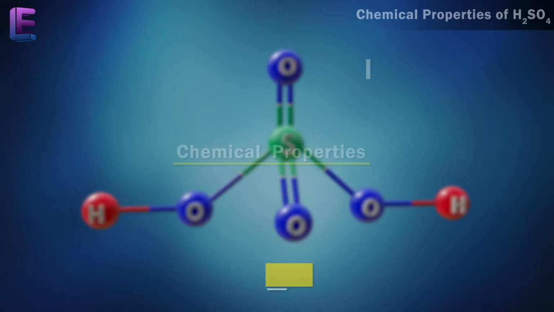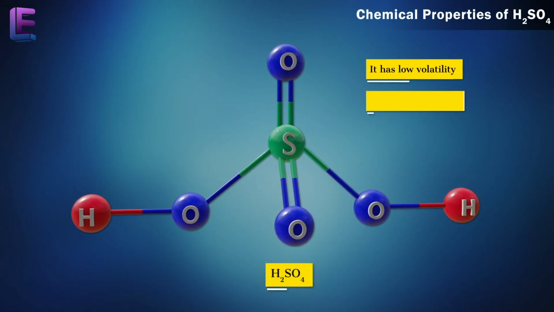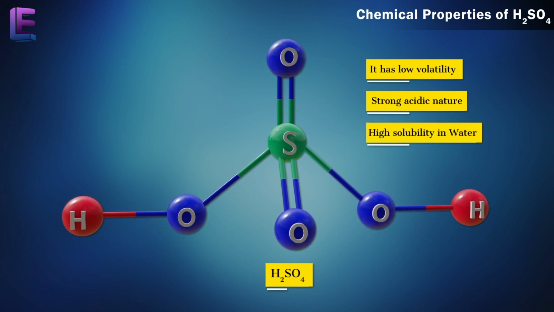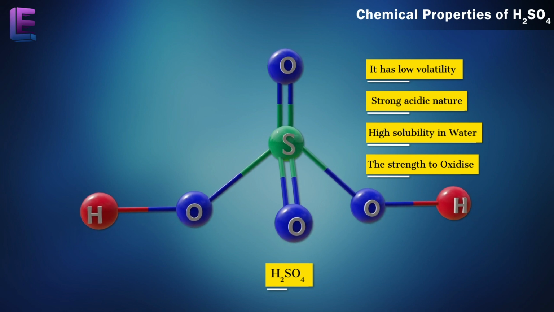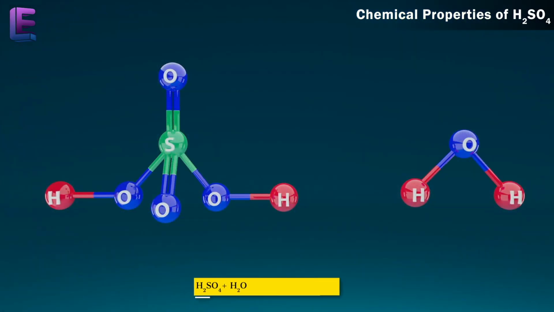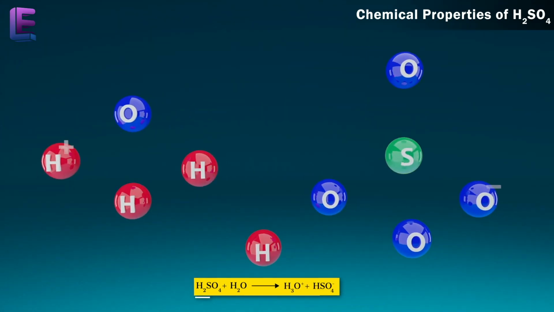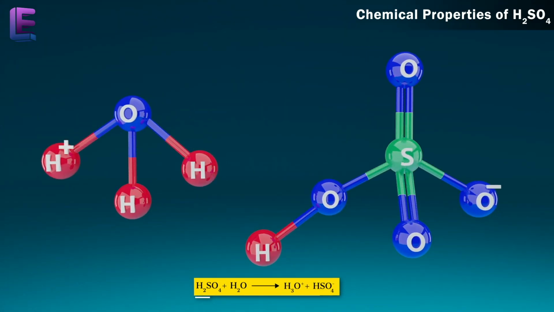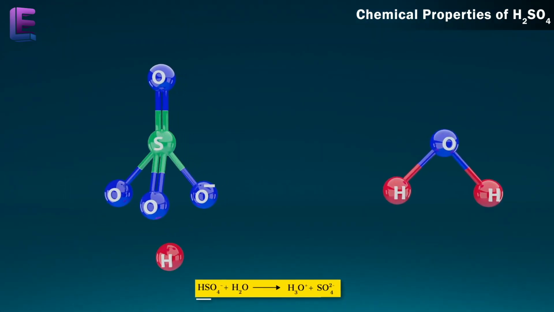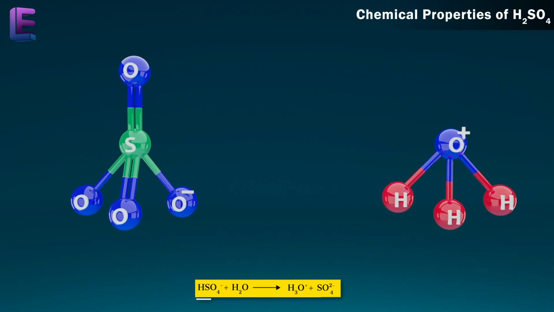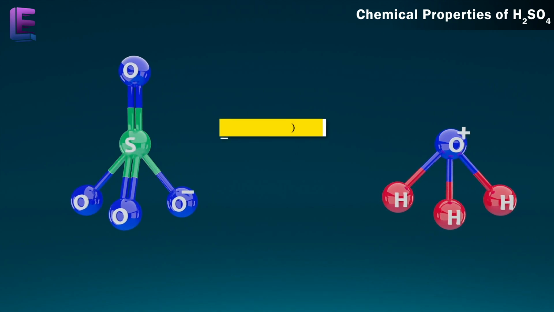Chemical properties. It has low volatility, strong acidic nature, high solubility in water, and the strength to oxidize, which dictate its chemical reactivity. H2SO4 plus H2O gives rise to H3O plus and HSO4 minus. HSO4 minus plus H2O gives rise to H3O plus and SO4 2 minus. Ka1 is very high. Ka1 is greater than 10. Ka2 is equal to 1.2 into 10 to the power of minus 2.